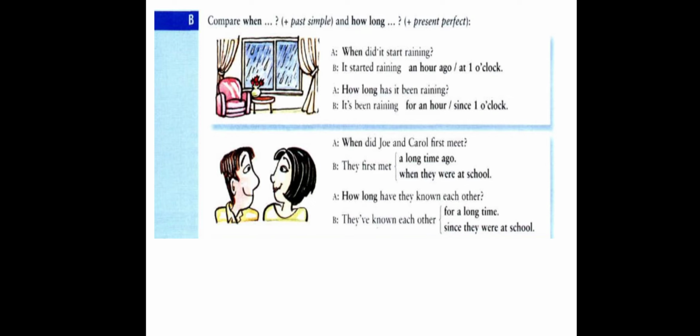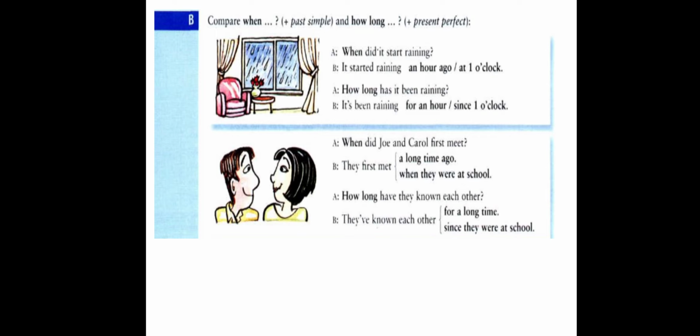If we change this question into a present perfect continuous, we say, how long has it been raining? So with how long, we use a present perfect simple or present perfect continuous. It has been raining for an hour. And here in the answer, to indicate the time, we use for. We don't use ago here, because the question is in the present perfect continuous and started with how long. So in the answer, we don't use ago. We use for an hour.